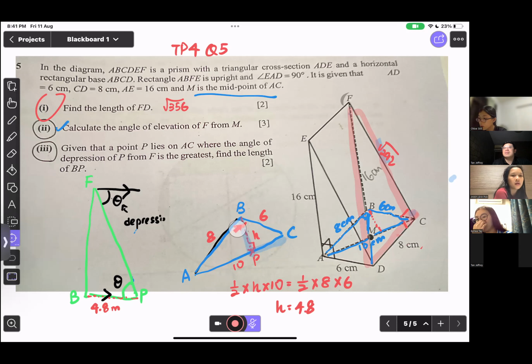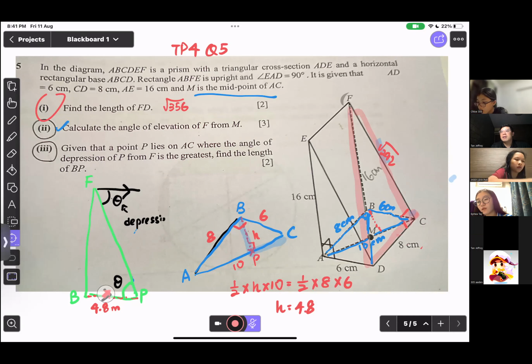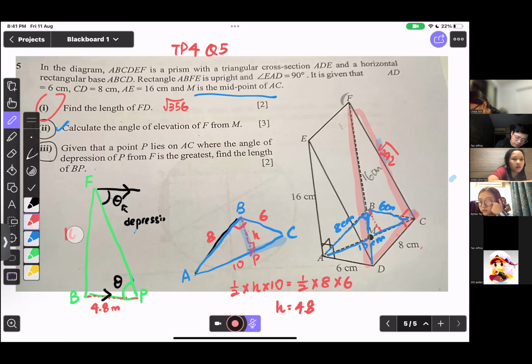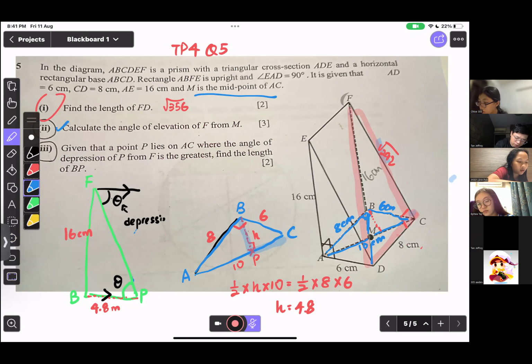You want to multiply this BP. So this BP will be the adjacent for your triangle here, which you want to find. Now this BP, then BF is just 16. So from here, you can find your answer. The angle of elevation will also give you the angle of depression.